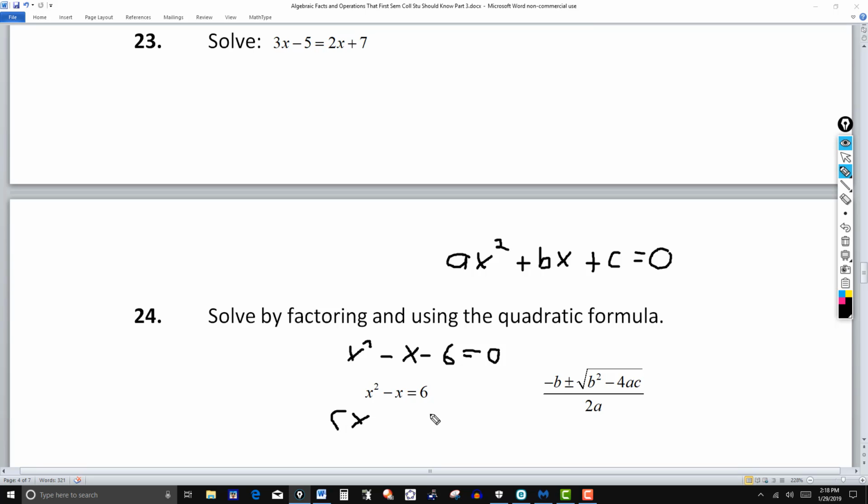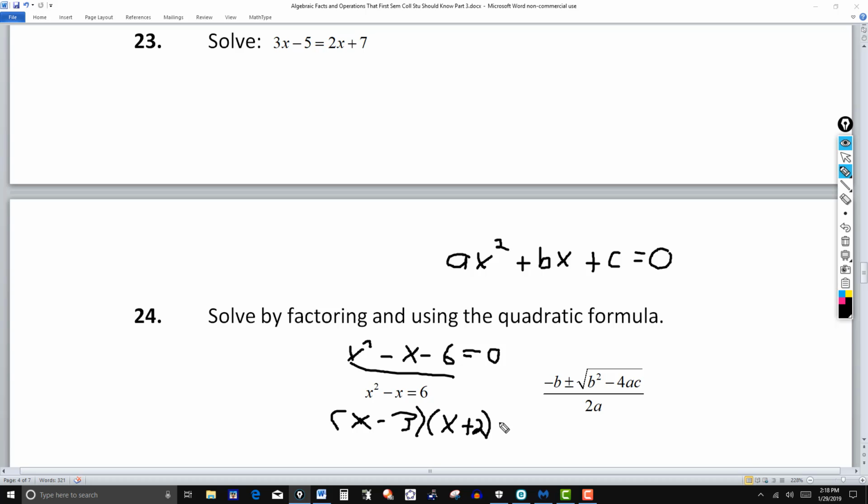But this one here is going to give us x minus 3. It's one factor, and the other factor is x plus 2. And you can always check yourself by multiplying it back and make sure you get the original expression on the left.